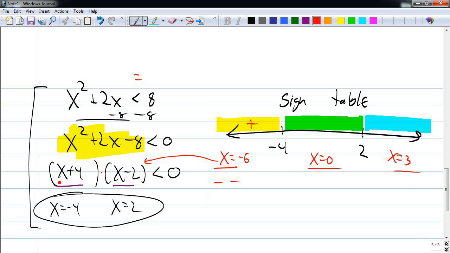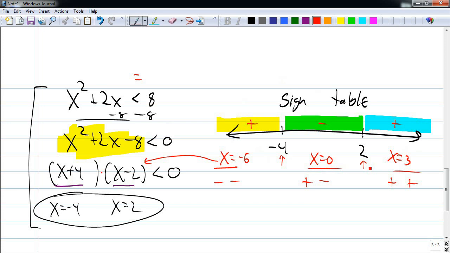Plugging in 0, I get 4, a positive number, times minus 2, a negative number. Positive times a negative is a negative. Plugging in 3 for x here, I get 7 times 1. So that's a positive times a positive, and that's a positive answer. Okay? So this is a map of when this expression is positive, negative, and 0. It is 0 here and here.